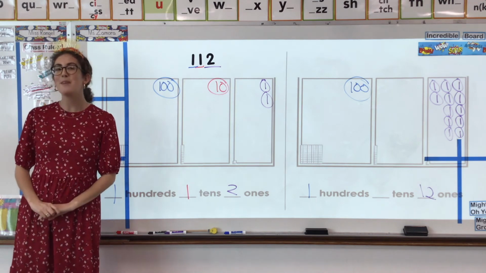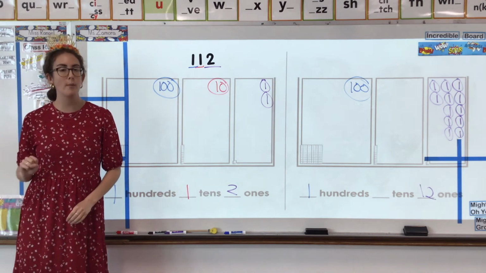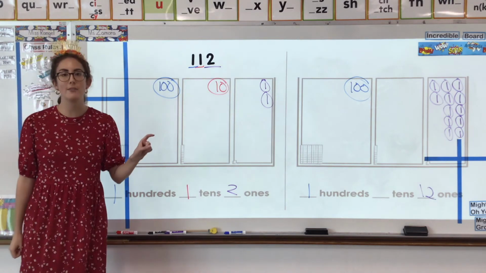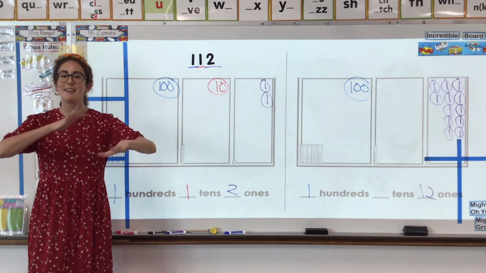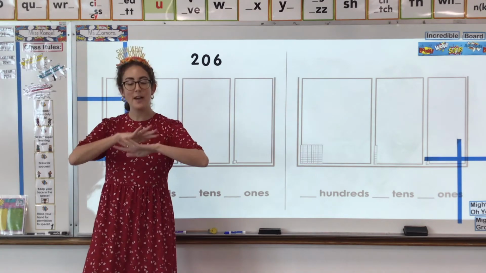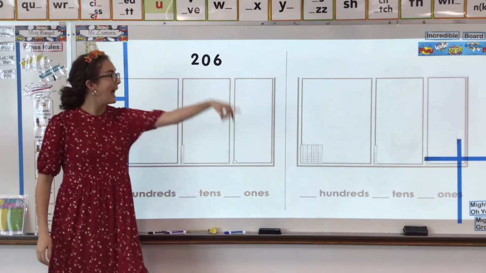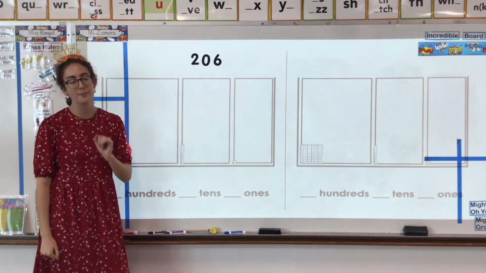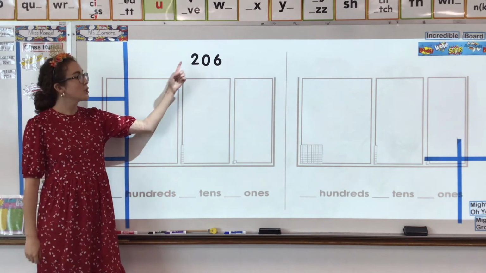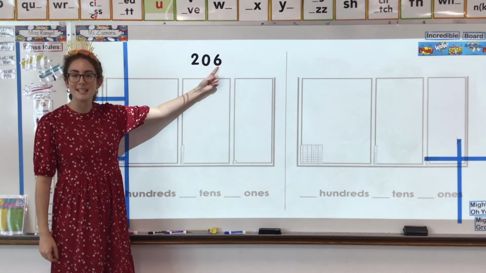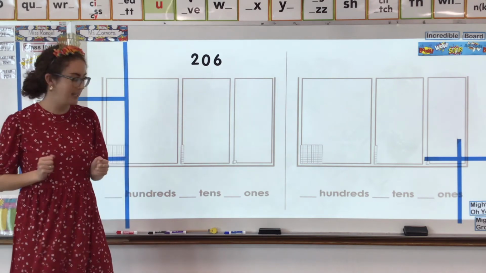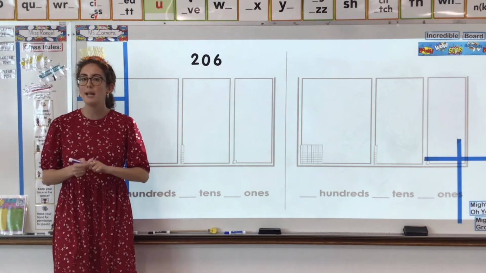So now, we are going to do our final third problem and see what happens when we mess with the hundreds. So, can you reset? Let's check out number 3. Okay, you've got those nice clear boards, and let's see our final number. What number is this, second grade? 206.